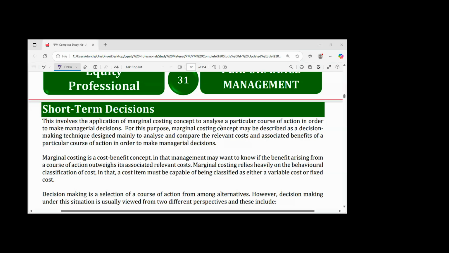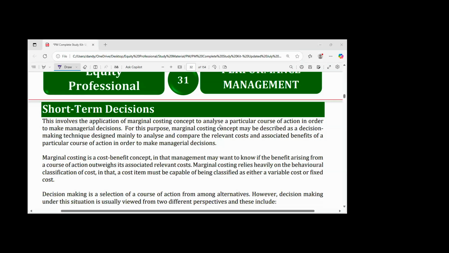Not only that, marginal costing technique is also known as cost-benefit analysis, because management may want to know whether the benefits from a course of action will outweigh the total relevant cost. This is because the marginal costing technique relies heavily on the behavioral classification of costs. That is, a cost item must be capable of being classified as either variable or fixed cost.